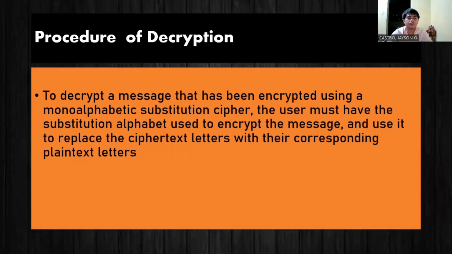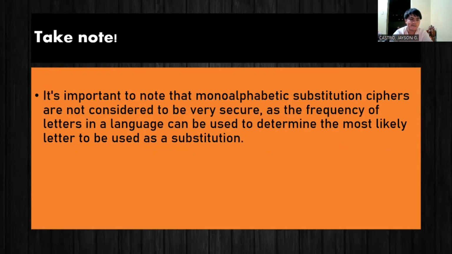Next is the procedure of decryption. To decrypt a message that has been encrypted using a monoalphabetic substitution cipher, the user must have the substitution alphabet used to encrypt the message and use it to replace the ciphertext letters with their corresponding plain text letters.